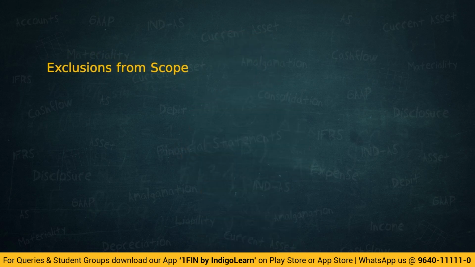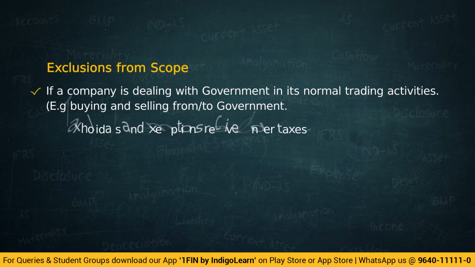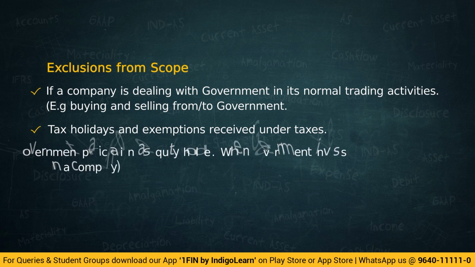So let's understand what is excluded from the scope of the standard. If a company is dealing with the government in its normal trading activities, something like it buys from government or it sells to government, that is not covered within the purview of accounting standard 12. Similarly, tax holidays and tax exemptions that a company receives under section 10, section 80, those are also outside the purview of accounting standard 12.